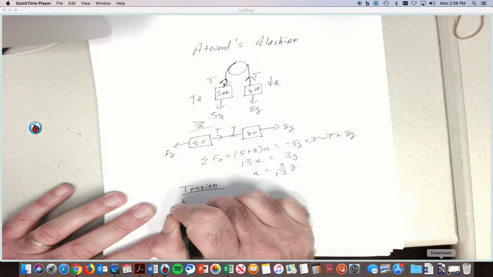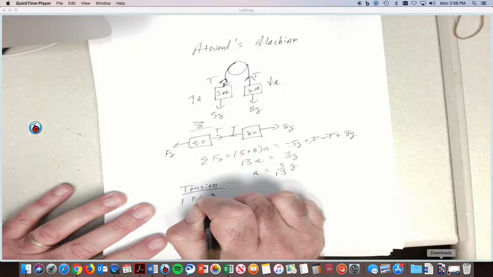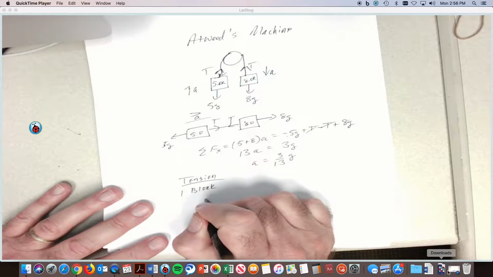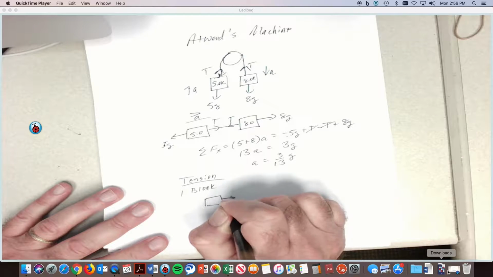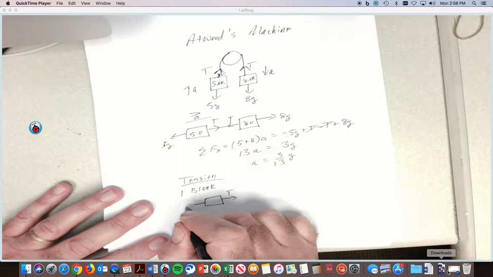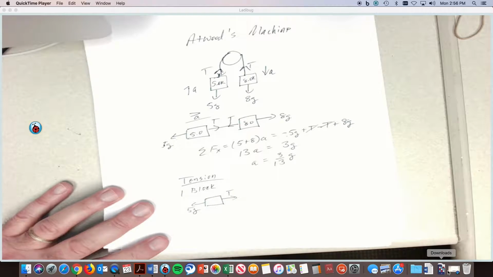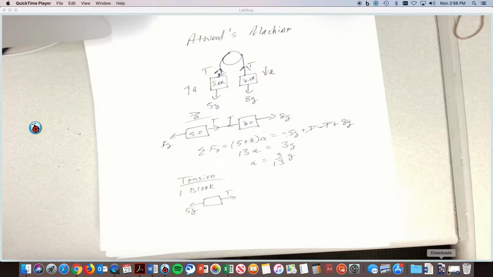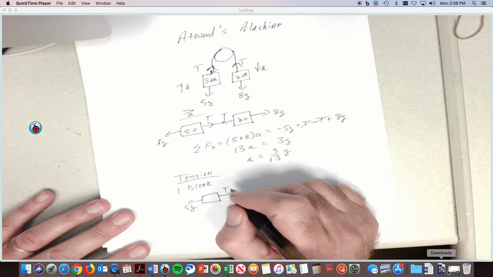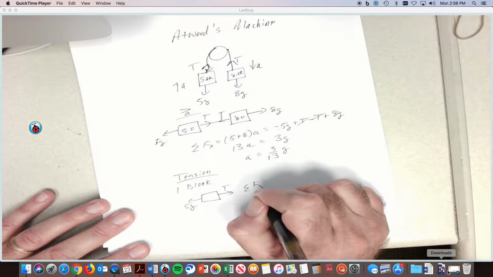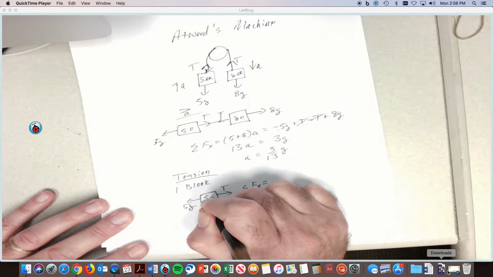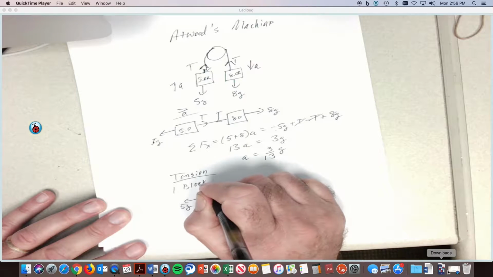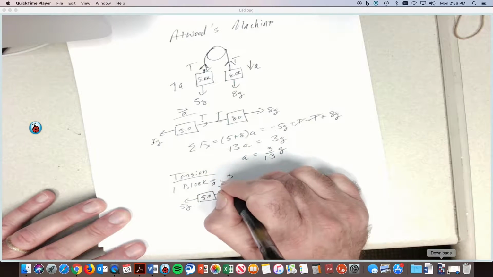Look at one block. And let's pick the 5 kilogram block again, just for argument's sake. And it's got a tension going this way. It's got 5g going this way, right? Since there's no friction, I don't have to do all the normal force stuff and all that. And so the sum of the forces in the x direction on this guy, since this is a 5 kilogram block, is 5 times the acceleration, which we've already calculated as 3 over 13g.